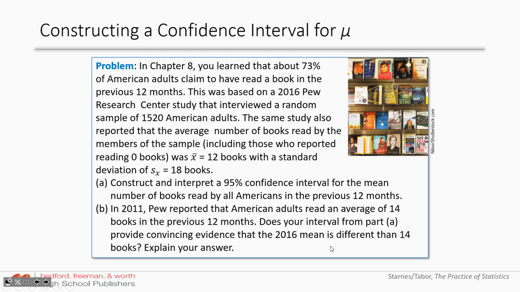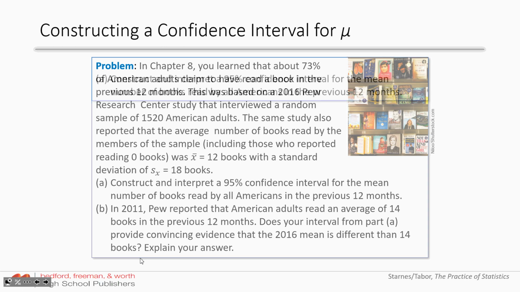And I should note, one of the most difficult parts of moving forward, taking the AP exam, taking the mock exam, is that you're really going to have to look at the information given and say, am I talking about proportions? Am I talking about means? Just keep in mind, they're giving you an X bar, they're giving you a standard deviation, and they're asking you to interpret and construct the interval for the mean number of books, right?